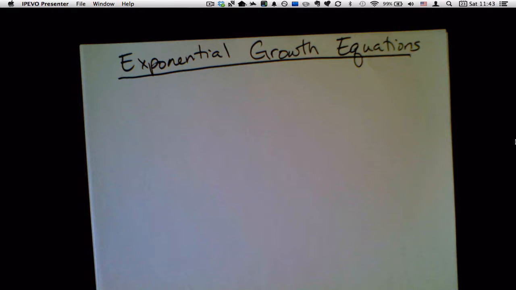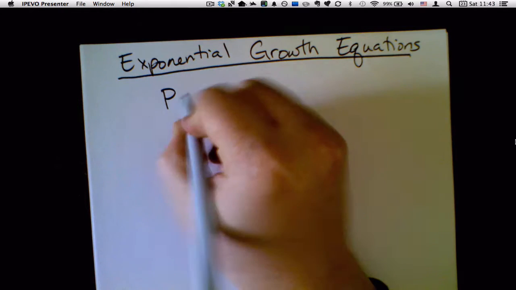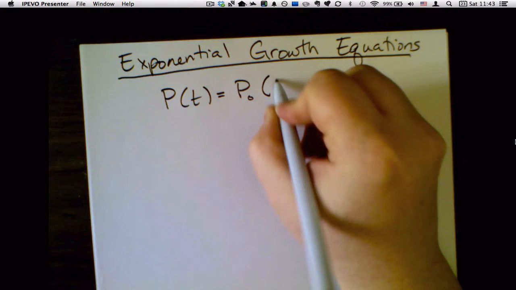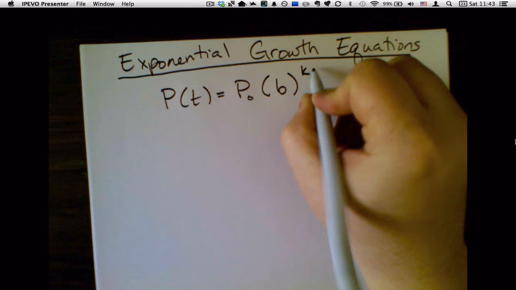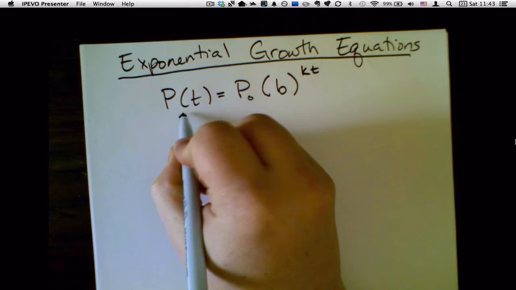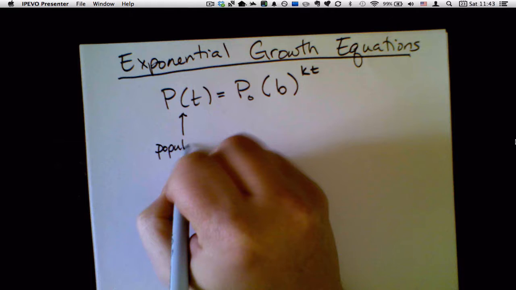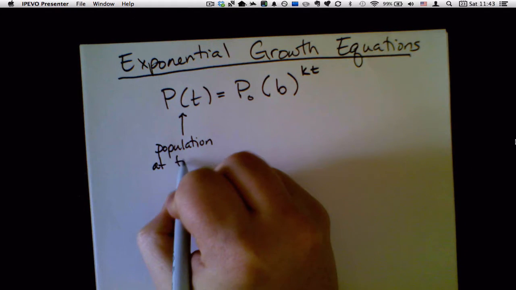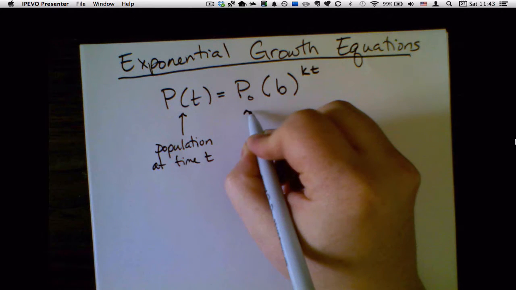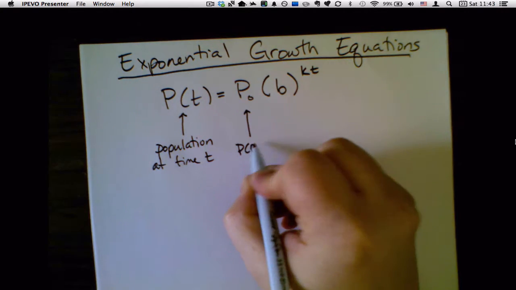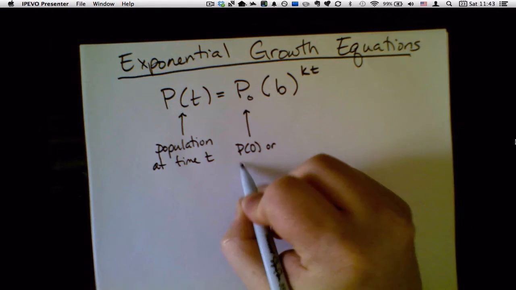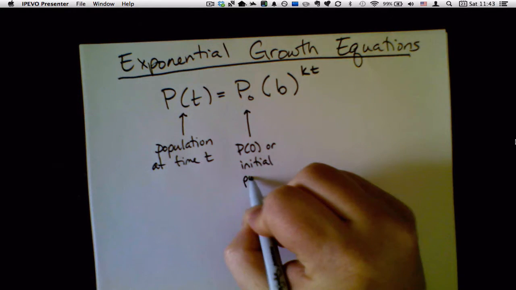Let's look at exponential growth and, by the way, decay equations. They all look like P of t equals P sub 0 times B to the kt. So this is your population, or amount if you're talking about money, at time t. P with a little 0 is the same thing as P of 0, or initial population.